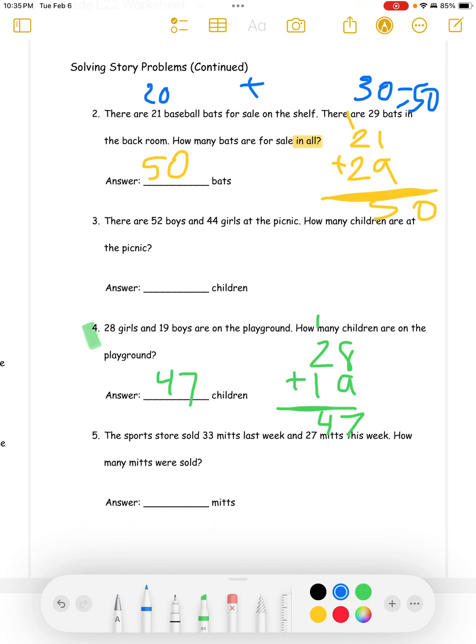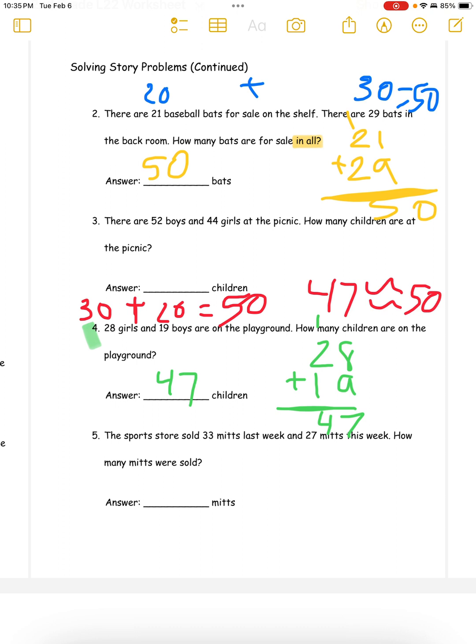And always get into the habit of checking your answer. So let's check. 28 is close to 30, and 19 is close to 20. 30 plus 20 equals 50, and 47 rounded is 50, so we know it is correct.